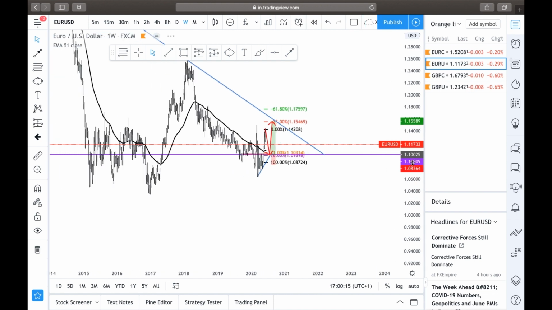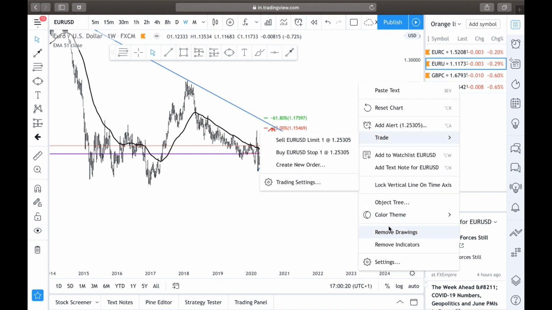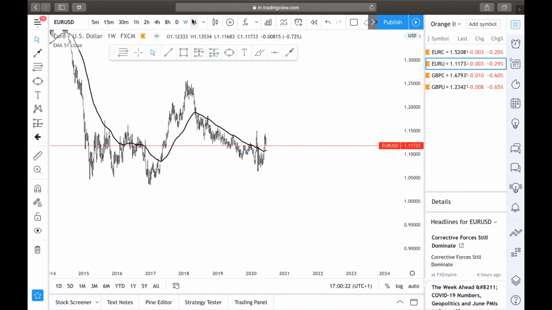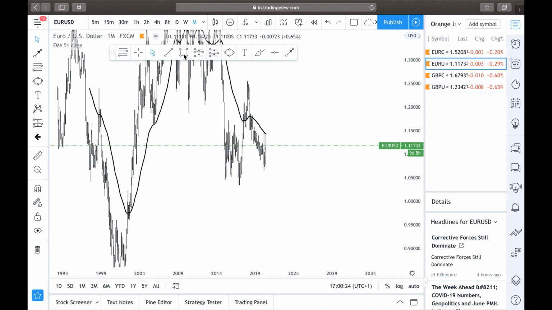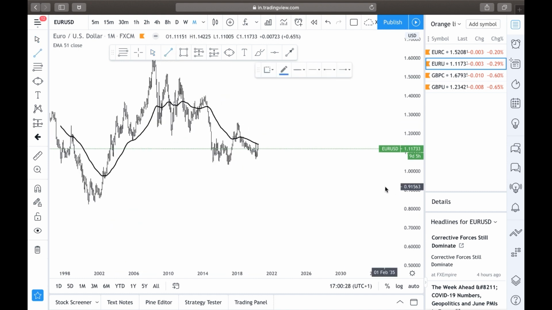So let's just clear the chart real quick. Where is it? So let's go on to the monthly because we always do top-down analysis. So if you don't know what top-down analysis is, it's basically you just start on the bigger time frame and work your way down.